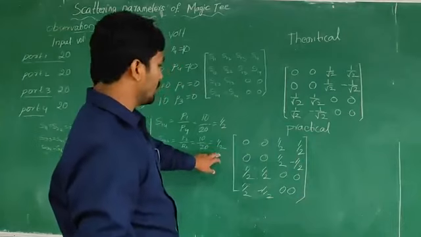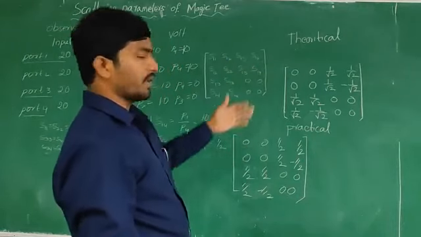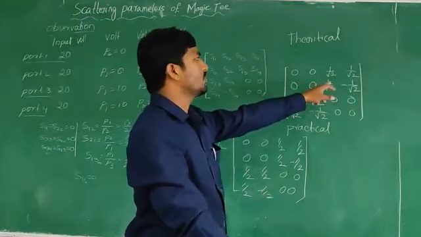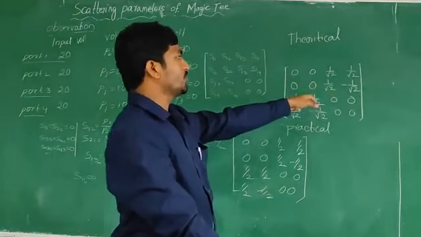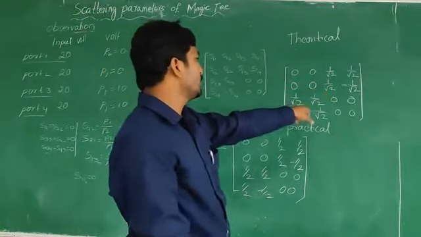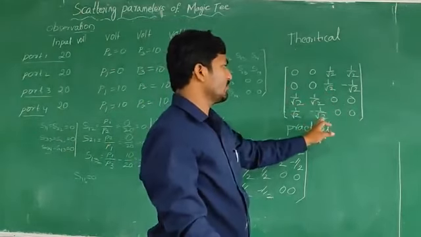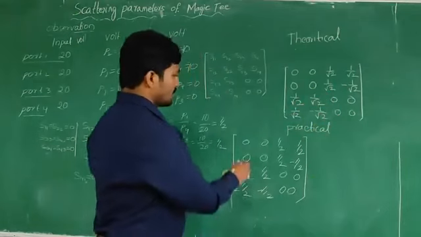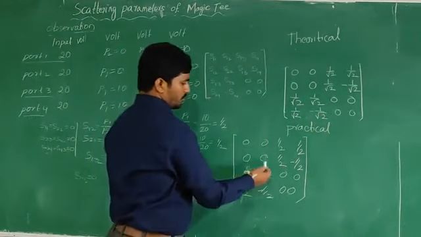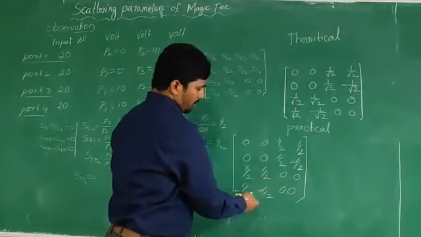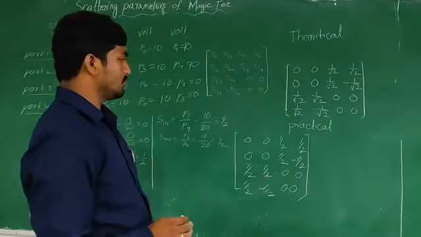Now we are going to compare the theoretical value and the practical value. Here the theoretical values we got are 0, 0, 1 by root 2, 1 by root 2, 0, 0, 1 by root 2, minus 1 by root 2, 1 by root 2, 1 by root 2, 0, 0, 1 by root 2, minus 1 by root 2, 0, 0. The practical values are 0, 0, 1 by 2, 1 by 2, 0, 0, 1 by 2, minus 1 by 2, 1 by 2, 1 by 2, 0, 0, 1 by 2, minus 1 by 2, 0, 0.